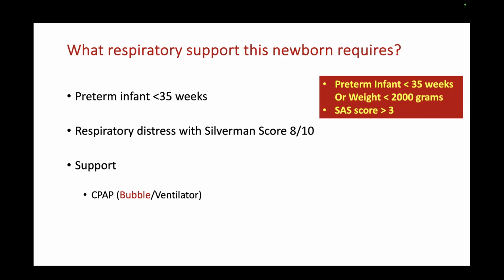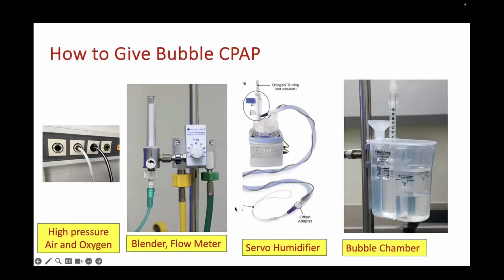You can start the baby either on Bubble CPAP or ventilator CPAP. We always prefer to use Bubble over ventilator CPAP. So this is an ideal candidate. A preterm baby with increased work of breathing, that means your SA score is more than 3, is a candidate for Bubble CPAP. And the earlier you start, the better are the outcomes. So this CPAP helps to improve the lung volume, increase the FRC, decrease the work of breathing, and helps in reducing the SA score.